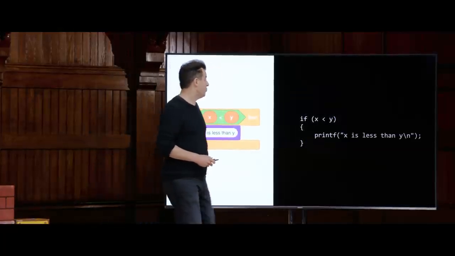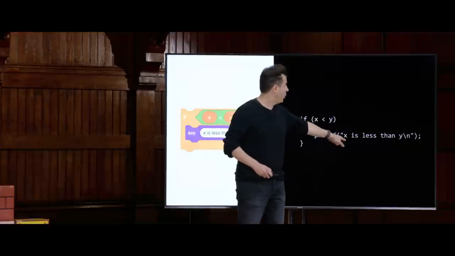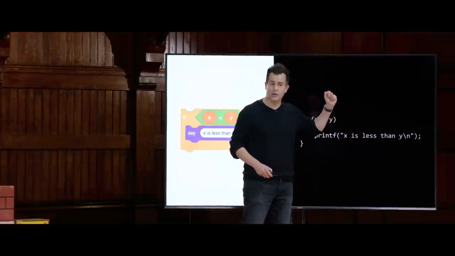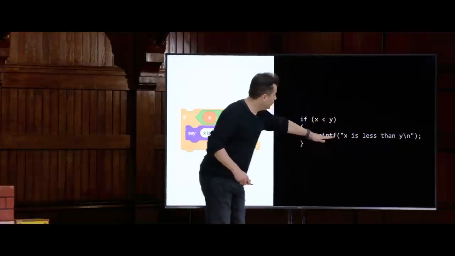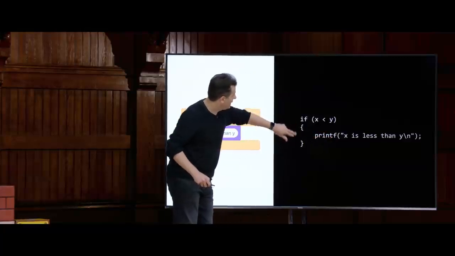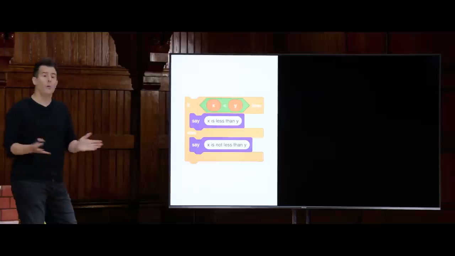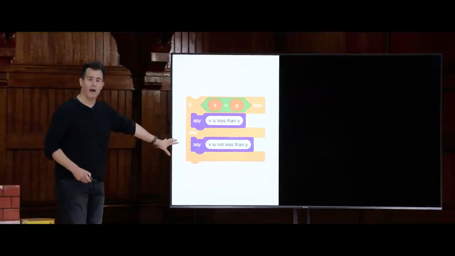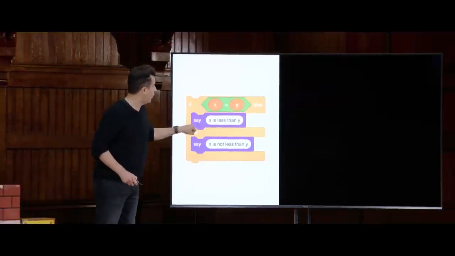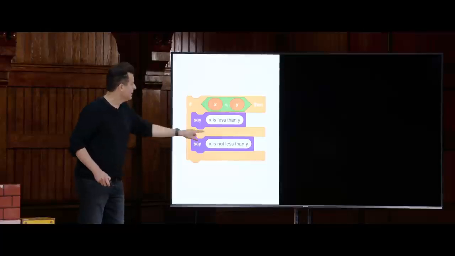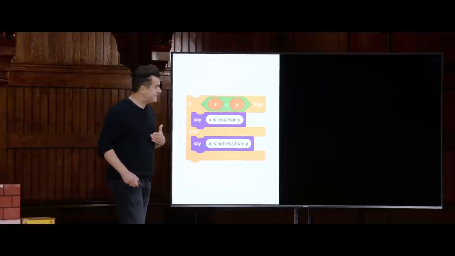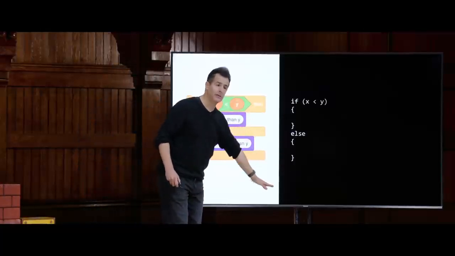So what do we put inside? Well, this part is straightforward. Printf, quote unquote, x is less than y, \n, semicolon. So nothing new here. The only bit of new code is this if construct instead. What if you have an if else? So a two-way fork in the road. This is what that looked like in Scratch. Same question. If x is less than y, then say x is less than y, else say x is not less than y. In C, the code is going to be set up initially like this.